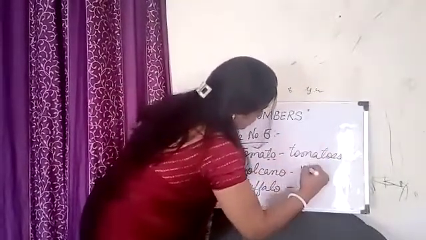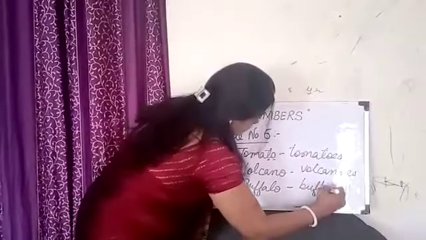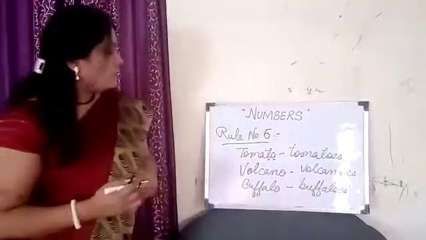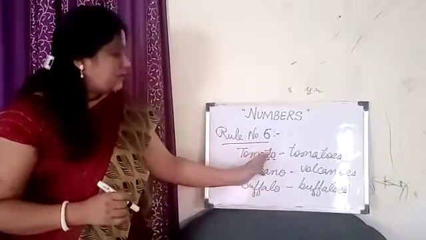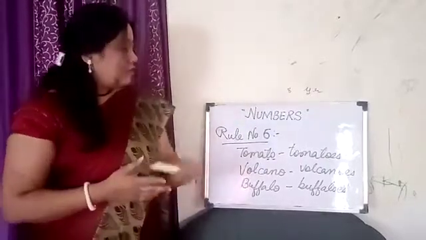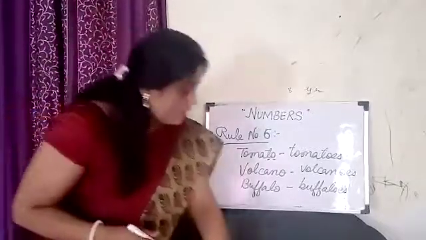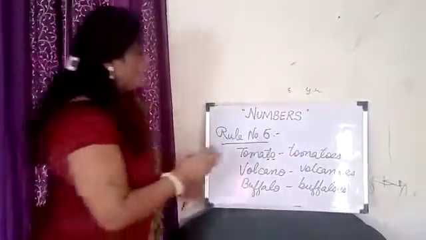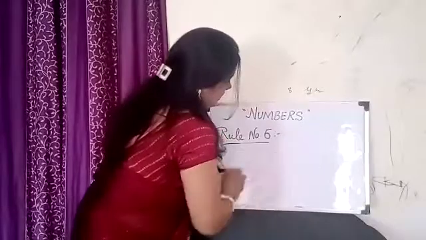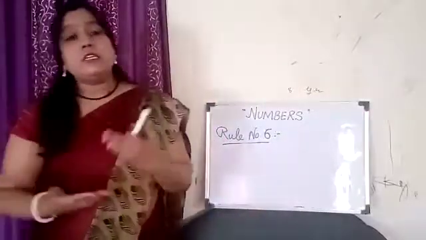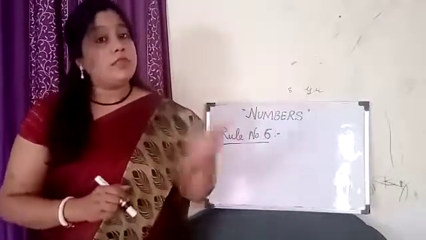Tomatoes, volcanoes, buffaloes. Correct? So these are the plurals of the nouns ending in o and having a consonant just before that o. So this is rule number 6. Now, when we are considering rule number 5, that when the word ends with f or fe, there are certain exceptions in which we are not following the rule of changing the singular into plural by adding ves and removing the f or fe.